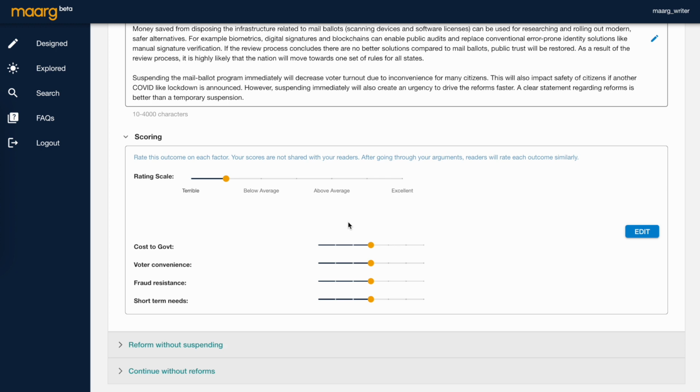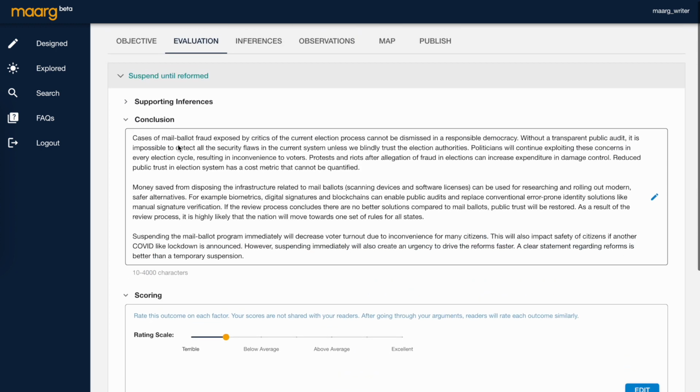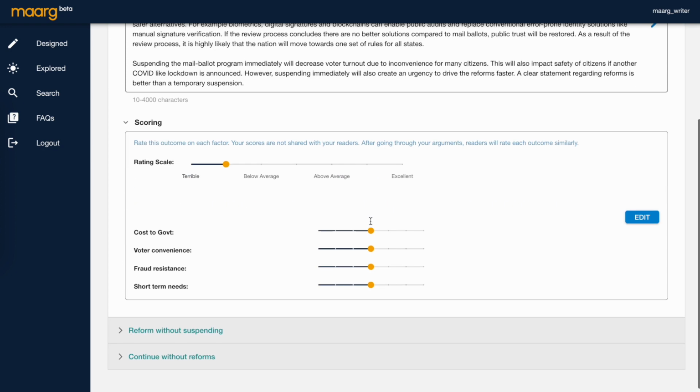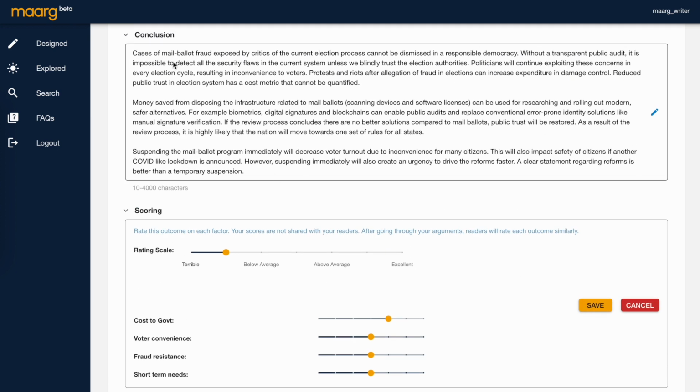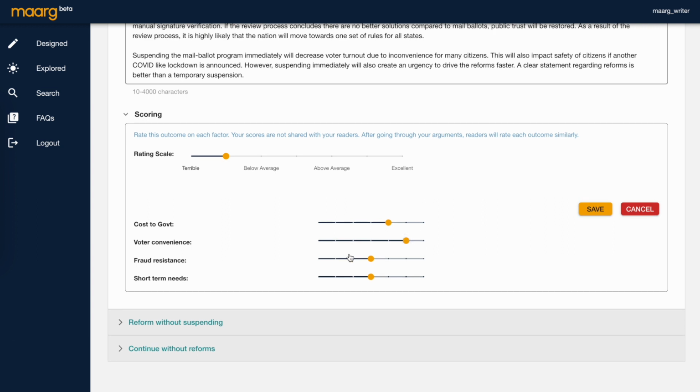This means, as a writer, you are only helping your readers make good decisions by writing good concluding remarks, but you're not telling them what is good for them. So, in here, we can just go edit, and based on your concluding remarks, you can rate these things as terrible or excellent. Higher is better.